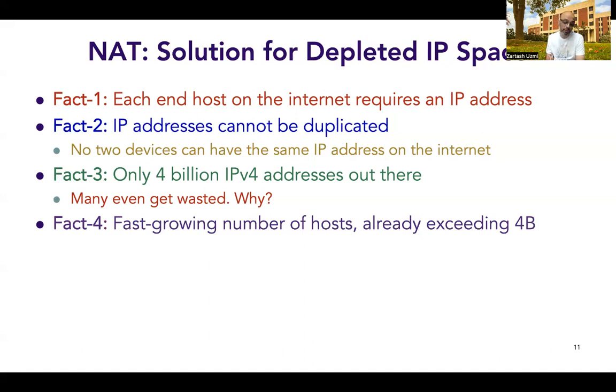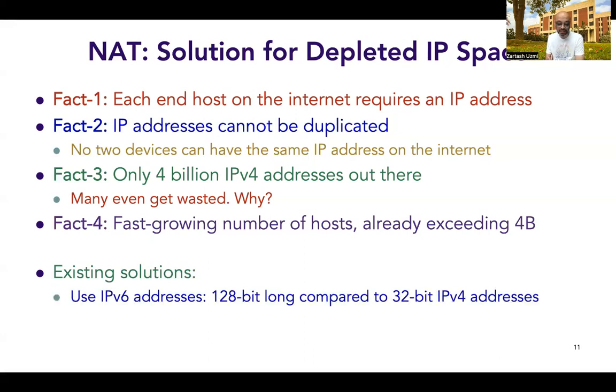Maybe instead of using version 4 IP addresses, we use some other kind of IP addresses which are not 32 bits long but longer. Okay, and that is one of the solutions. So there are two existing solutions. The first one is to use IPv6 addresses, IP version 6 addresses, which are 128 bits long compared to the only 32 bits of IPv4 addresses. So there are lots and lots of IPv6 addresses. We are never going to be finished with IPv6 addresses anytime soon.